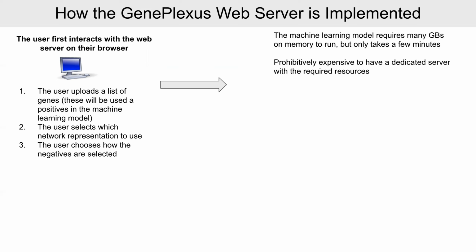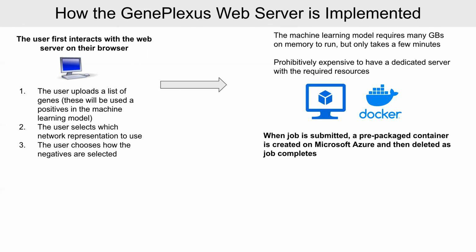The jobs are pretty short. It only takes a few minutes, but it's really dedicated. It's very expensive to have a server that has that much memory to be able to train machine learning models, especially for web servers like this, where there's a lot of downtime. So what we do is, when a job is hit on submit, there's a Docker container that sits somewhere with the information to run the job. That container is then launched on Microsoft Azure with the appropriate resources, trains for a few minutes, and is automatically deleted as the job completes. So it's a very cost efficient way.